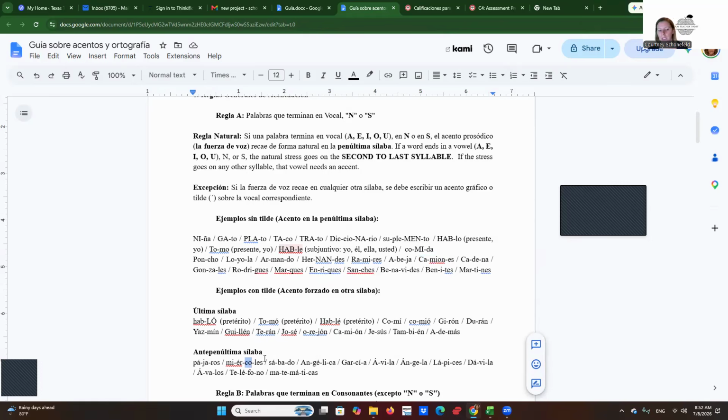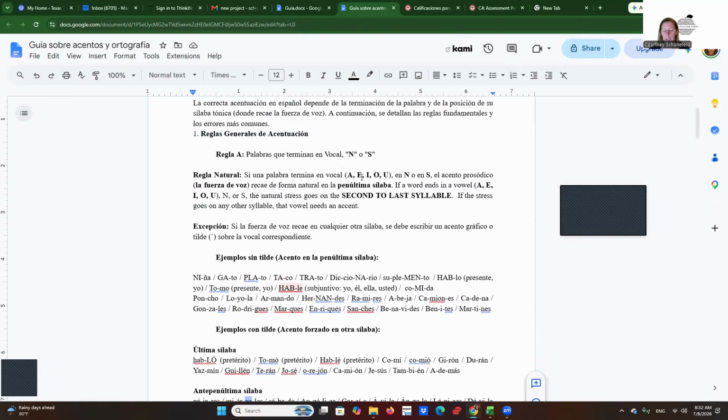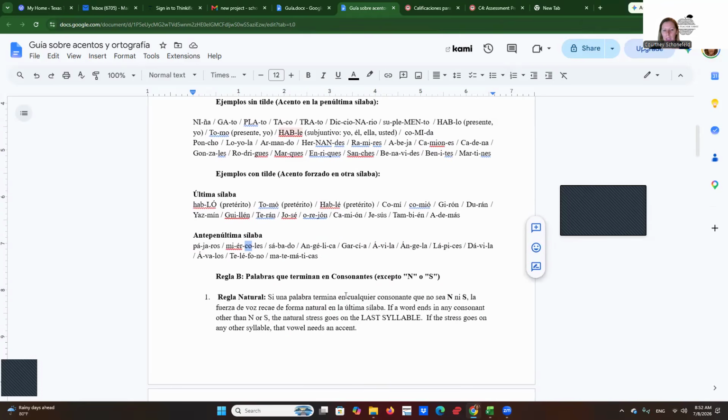So see how even if it's the last syllable or the third to last syllable or the fourth to last syllable, it needs an accent mark. The same thing happens with sábado. Now, we still have words left that don't follow this rule, right? Because these are only words that end in a vowel, N or S. What about words that end in other consonants?